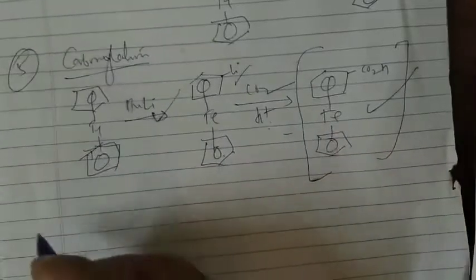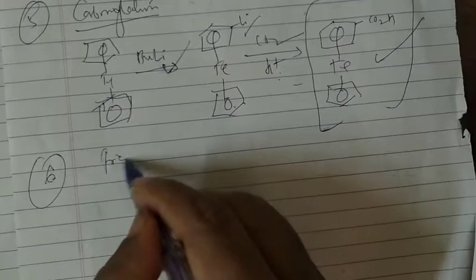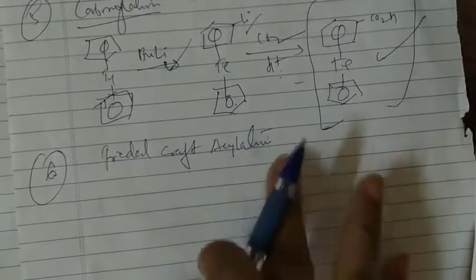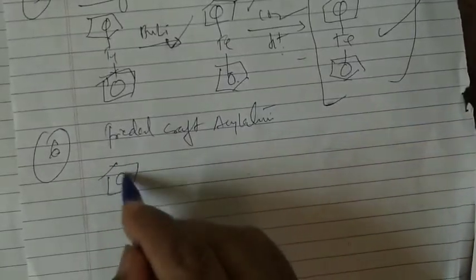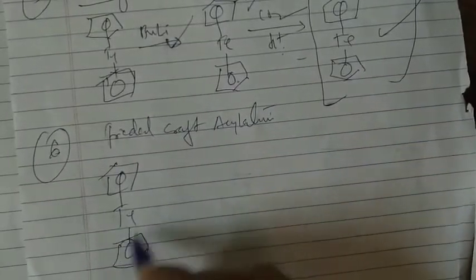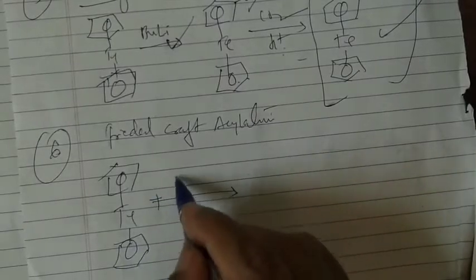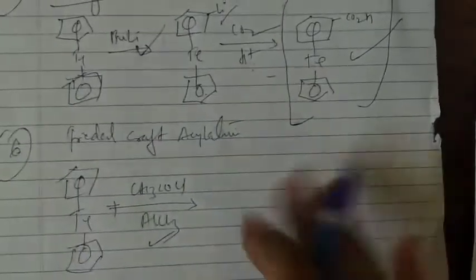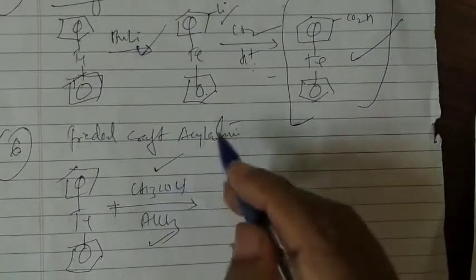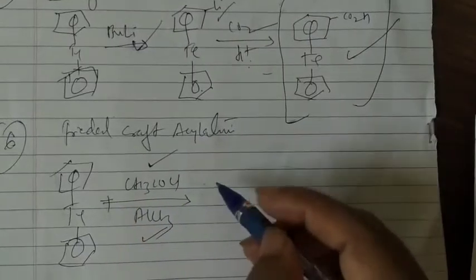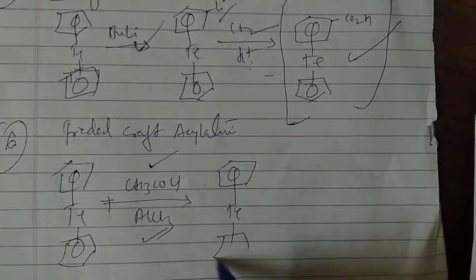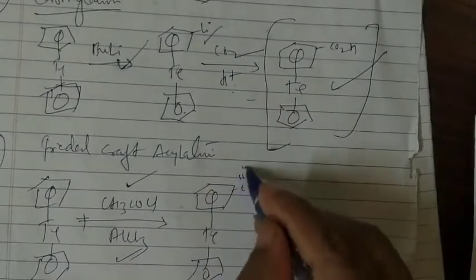Next we'll go for the sixth reaction to confirm our ferrocene is aromatic in nature, that is Friedel-Crafts acylation. As in organic chemistry we learn, similarly we can do it here, same thing. We can go for your ferrocene, and you know what we do for acylation. We take CH3COCl, acetyl chloride, in the presence of catalyst AlCl3, and we are going to get this compound. First we get this compound, C double bond O CH3.